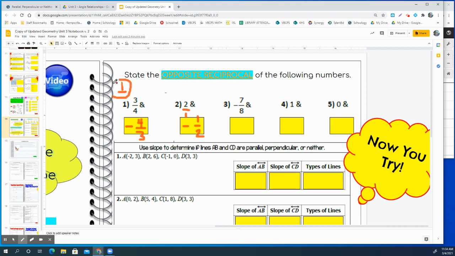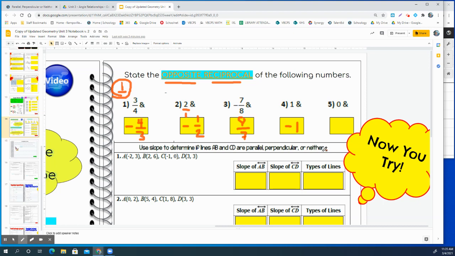Again, these are perpendicular slopes. I'm doing the opposite reciprocal. Changing the sign. If it starts positive, it ends up negative, and then flip the fraction upside down. And if it's a whole number, we got to put a little invisible 1 under there. What happens to number 3? 8. It does turn positive, absolutely, and it flips upside down to be 8/7. What about positive 1? Negative 1.